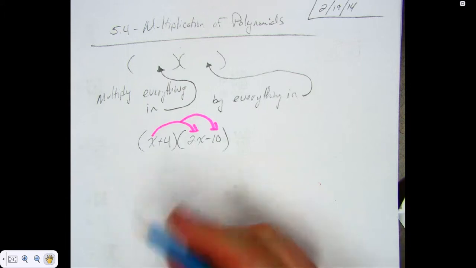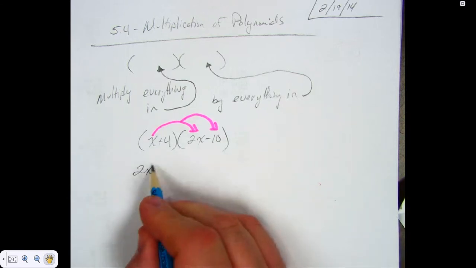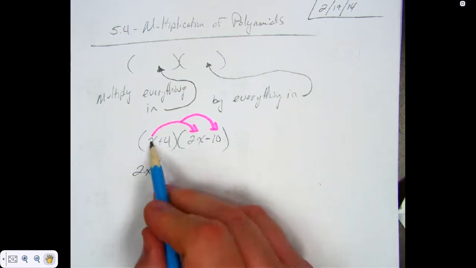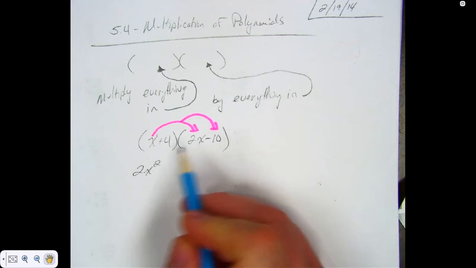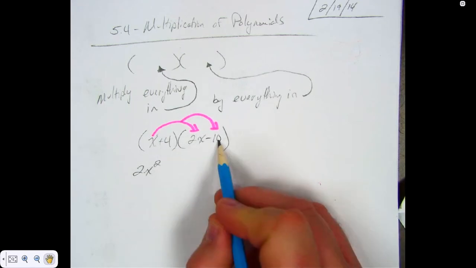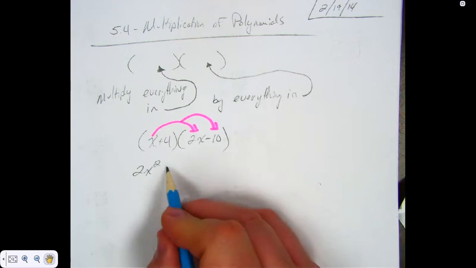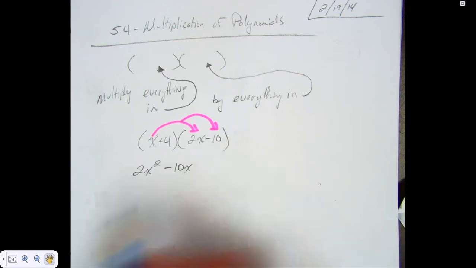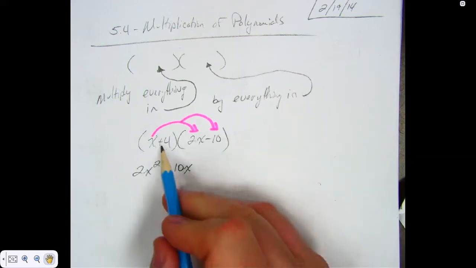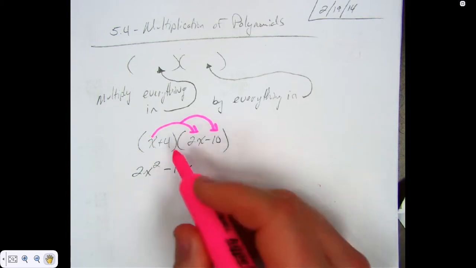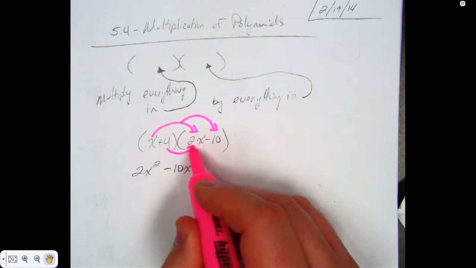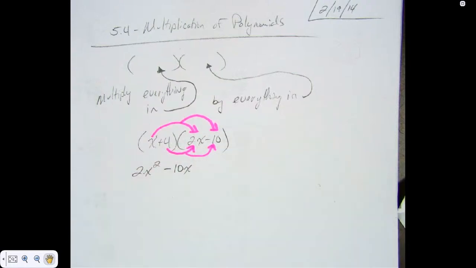So let's see what we get there. What is x times 2x? 2x what? See, that's x times 2x. Everybody okay there? And then I'm going to multiply the x also times the what? What's x times negative 10? Negative what? Have I multiplied everything in here times everything in there yet? What have I not multiplied times the thing on the right? The 4. I need to multiply the 4 times that and the 4 times that.